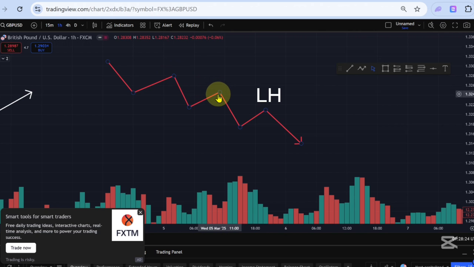Lower high. As you can see, this is a high, this is a lower high, this is a lower high. And also in a downtrend, you see a series of lower lows, lower highs, lower lows, lower highs, lower lows, and guys, it is still the same with the uptrend.